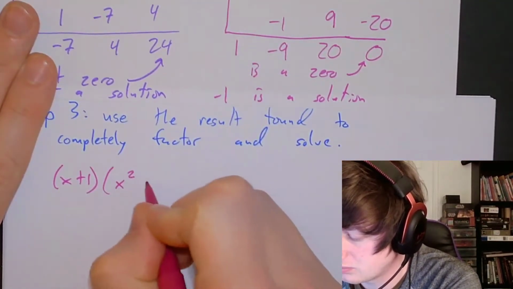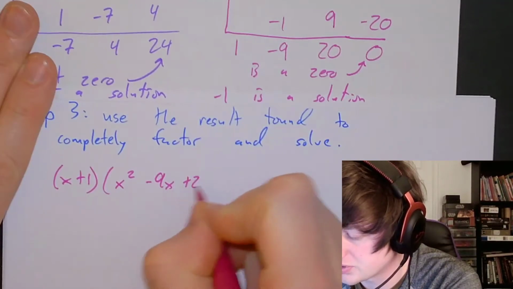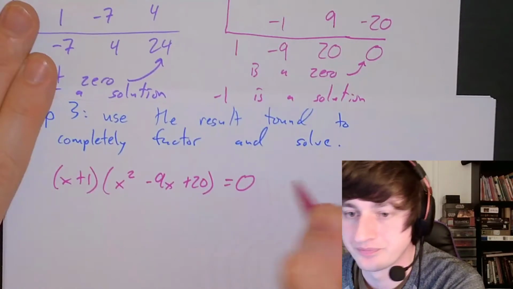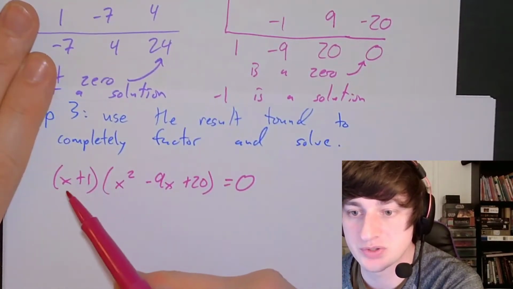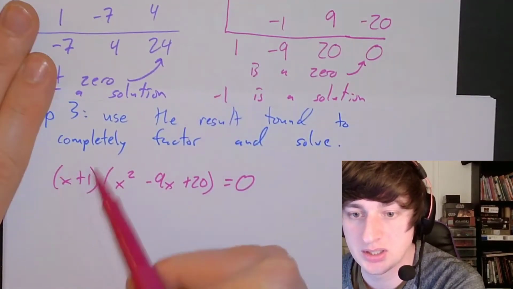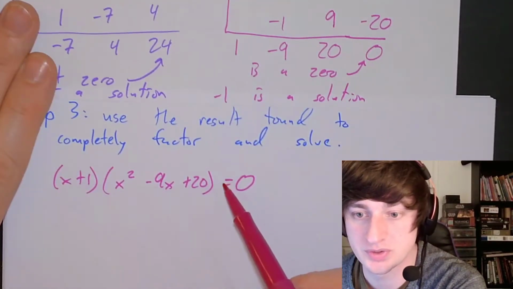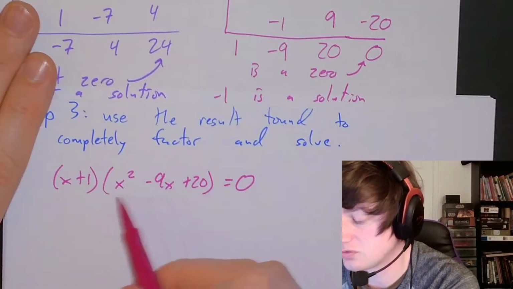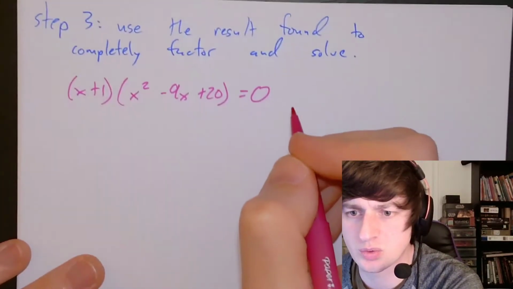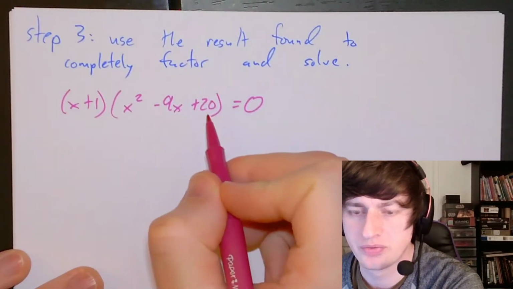x squared minus 9x plus 20, and this equals 0. So we factored out the x plus 1 because -1 was a solution. So when we substitute that into here, we get 0, which is here. So now we just need to factor this x squared minus 9x plus 20. And so this is a quadratic, so we would use the x-box method.